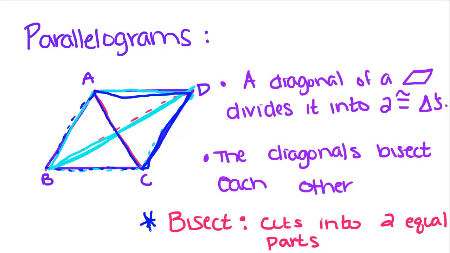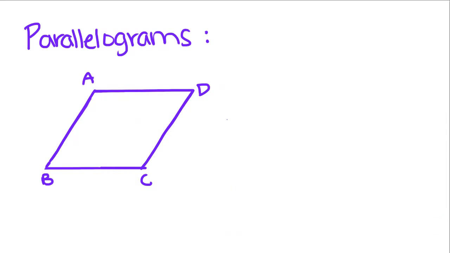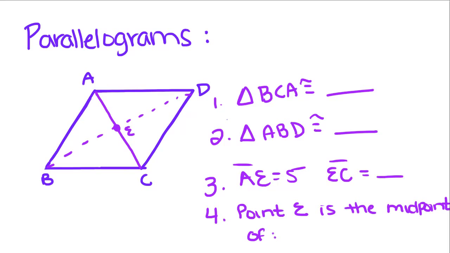And bisect, if you don't know what it means already, means cuts into two equal parts. So if I call this point right here point F, that means that if I'm looking at this lighter blue diagonal first, this part is equal to this part, or if I'm looking at this dark blue diagonal, this part is equal to this part. So now we're going to do some examples using that information.